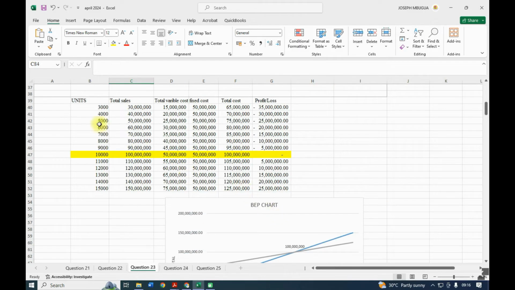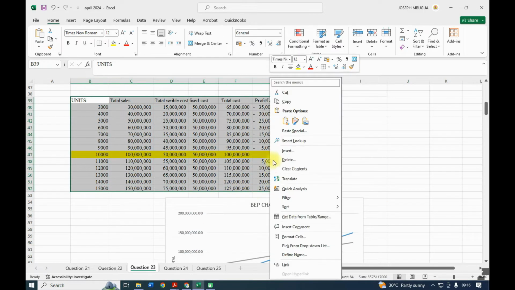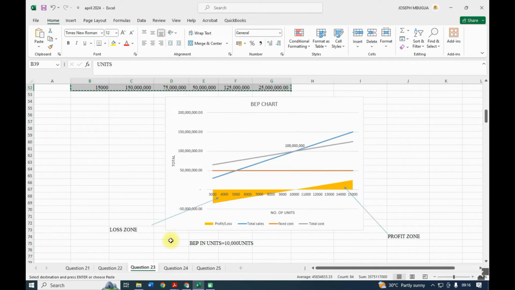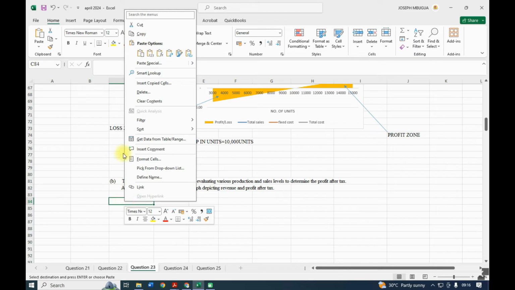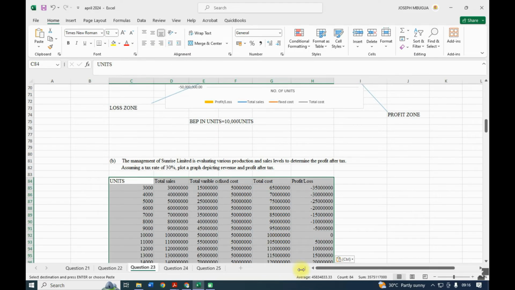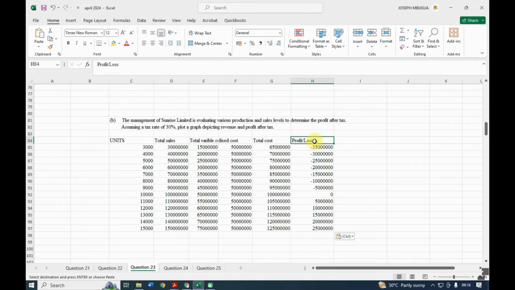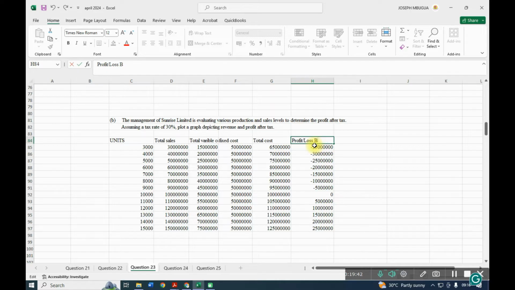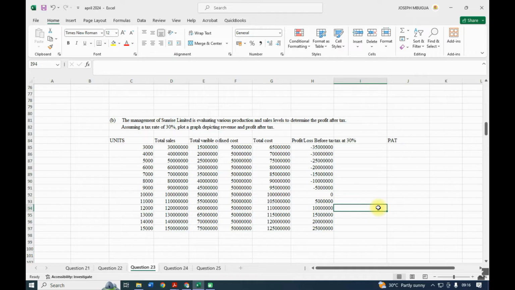Remember, whatever we had here, you can copy the entire thing. Here, I will copy and paste it here. So this profit or loss is a profit or loss before tax. Whatever we had here is before any tax. Therefore, you'll include the tax at 30%, and we shall get the PAT, profit after tax.